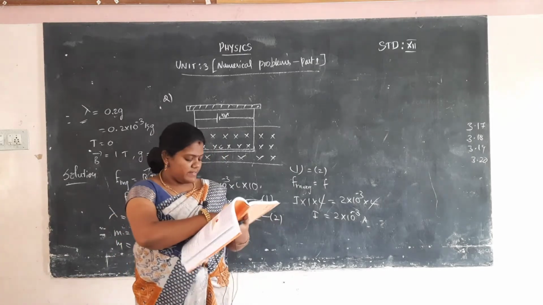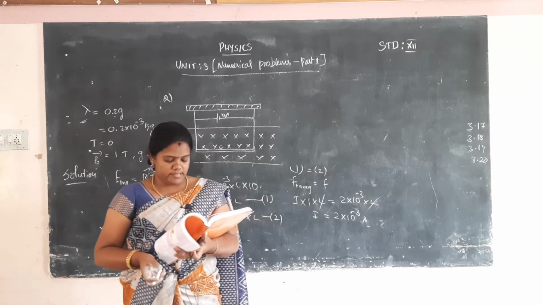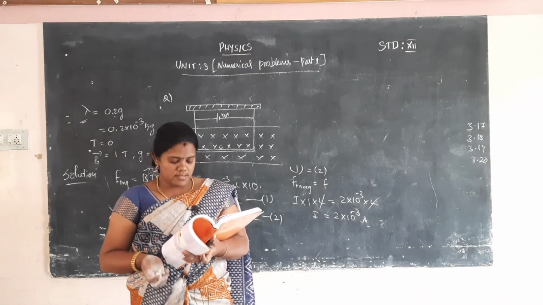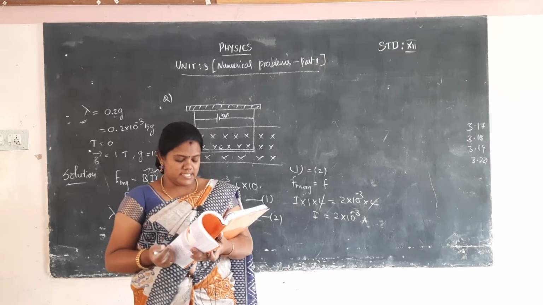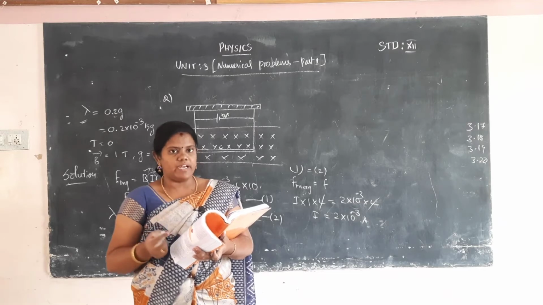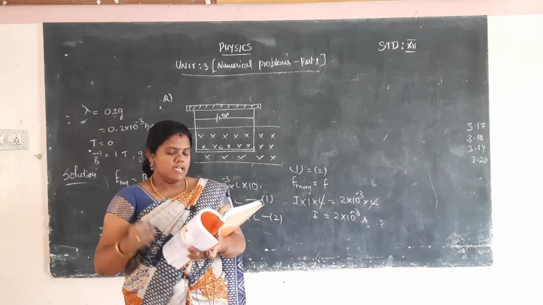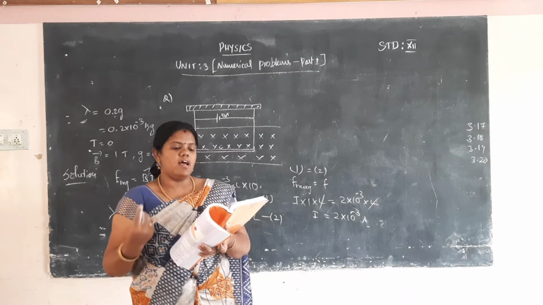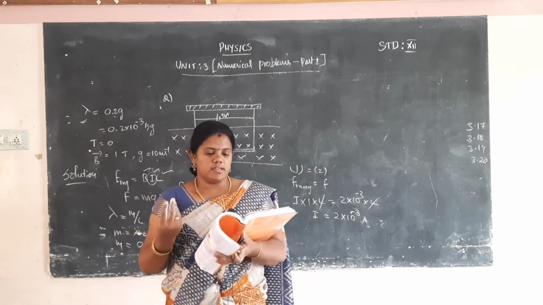A circular coil with cross-sectional area 0.1 centimeter square is kept in a uniform magnetic field of strength 0.2 Tesla. If the current passing in the coil is 3 ampere and the plane of the coil is perpendicular to the direction of the magnetic field, calculate the total torque on the coil, the total force on the coil, and the average force on each electron in the coil. Okay, so three questions are given.